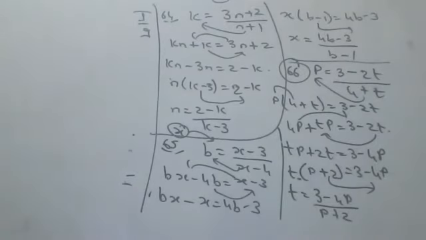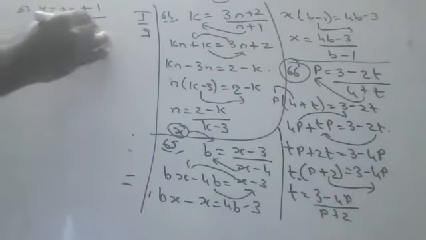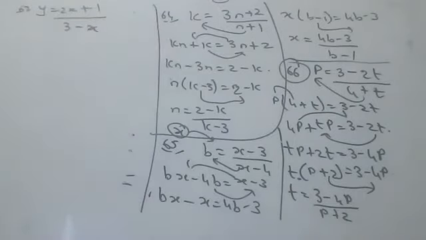Remember that. 67th sum. I want x as a subject. Children, 67th sum. 2x plus 1 by 3 minus x. Anyone wants to give a try? New student? Any other student? Sir, Neeraj. Yeah, please, Dana.